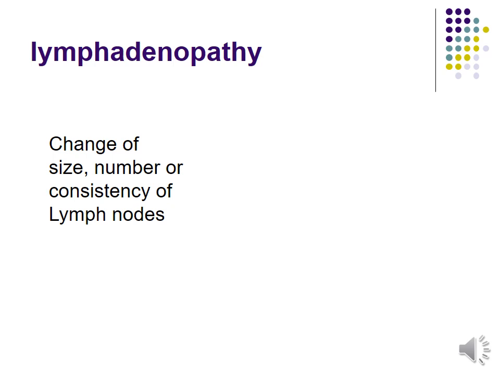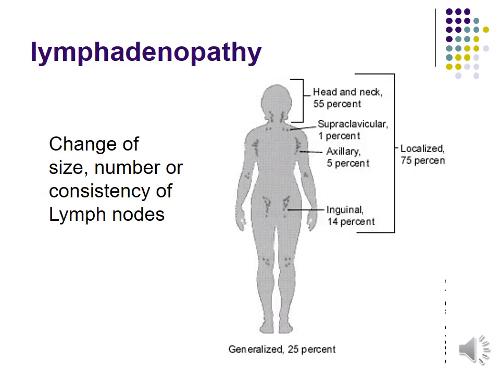What's meant by lymphadenopathy? The definition is a change of size, number, or consistency of lymph nodes. Any change of size, number, or consistency of lymph nodes is called lymphadenopathy. Mainly, lymphadenopathy is divided into generalized and localized lymphadenopathy. The generalized lymphadenopathy, as written in this diagram, represents 1/4 of all causes of lymphadenopathy. But the localized lymphadenopathy is the more common type. About 75% of all causes of lymphadenopathy is localized.